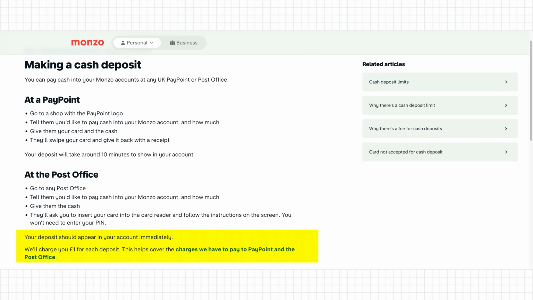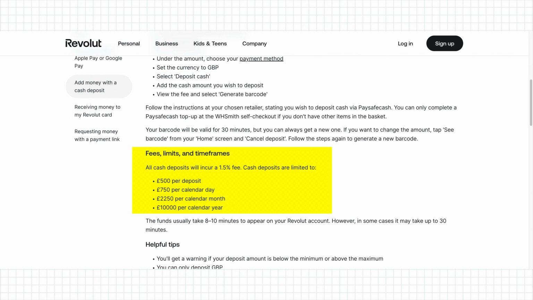However, there are certain limitations to a digital account and the biggest one is depositing cash. Now you can pay in at PayPoints and post offices for your digital account, but they have started to charge a certain amount for that. For example, Monzo charge £1 fees for the transactions and I think there's a certain percentage if you are depositing cash with Revolut.